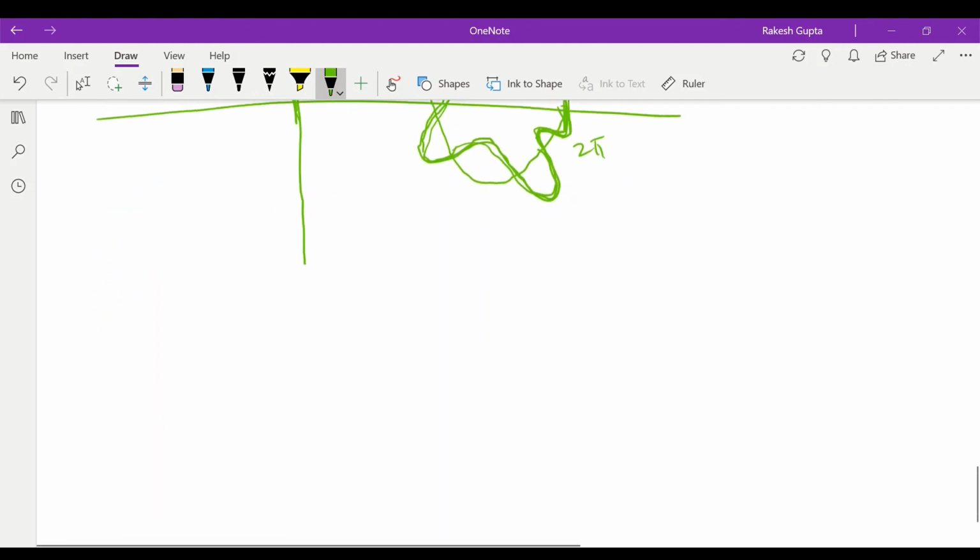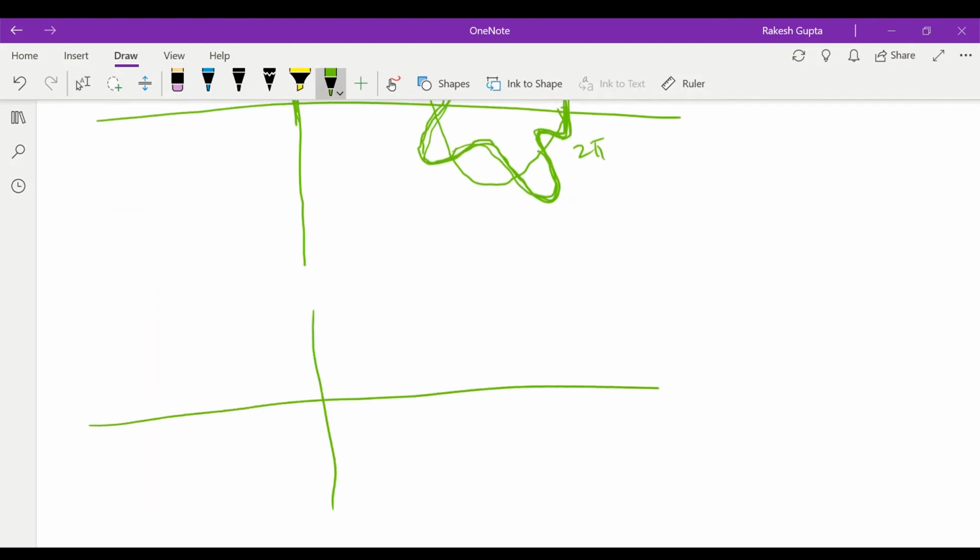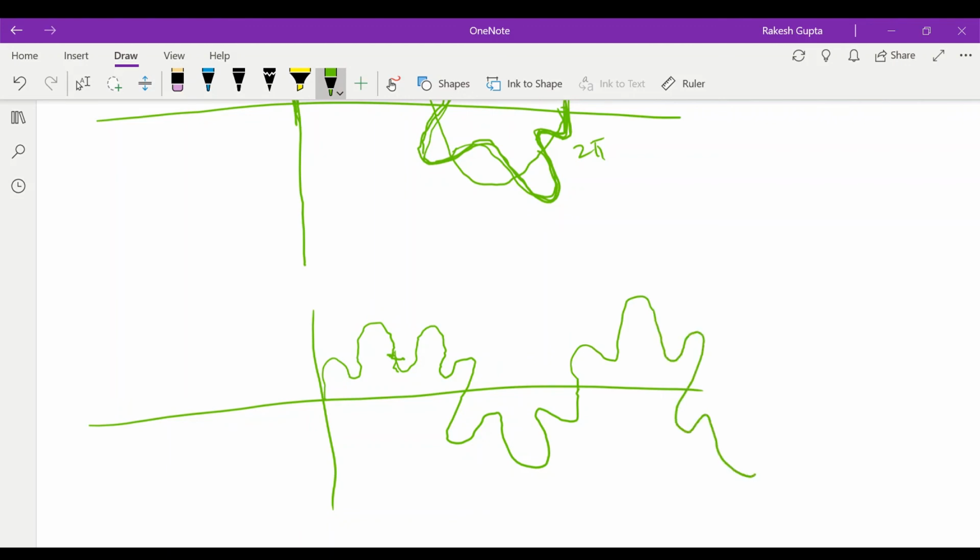So I'm just going to draw it in a neater way over here, what it would look like. This is 1, 2, 3, 4, 5. So this graph continues to go like this. It's basically following the sine curve, if you can understand what I mean. This is what I've understood from that.